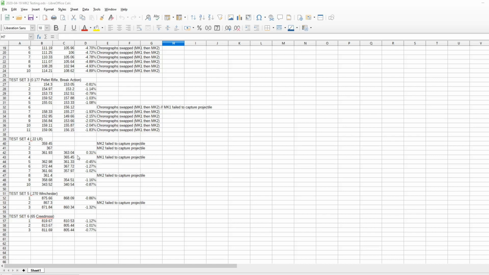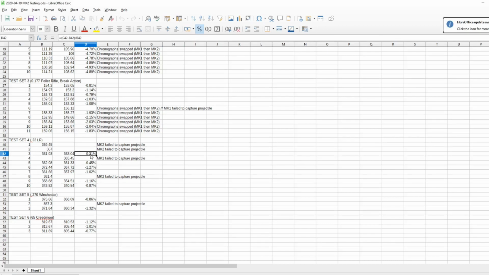Another thing to note here is that this outlier right here, this is the only test where the Mark II actually measured faster than the Mark I and wasn't caused by drag. So I'm not sure what happened there. The rest of the groups were pretty close. The Mark II missed 1, 2, 3 shots, and the Mark I missed one shot here.